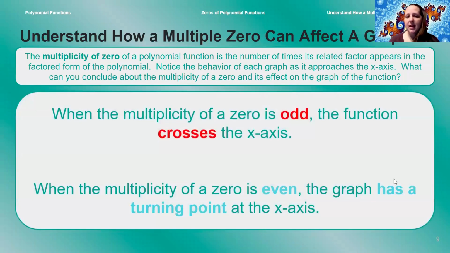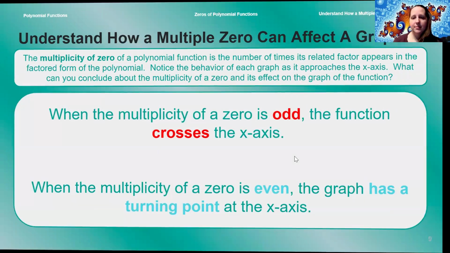So when the multiplicity of a 0 is odd, the function crosses the x-axis. When the multiplicity of a 0 is even, the graph has a turning point at the x-axis, or it bounces off the x-axis.